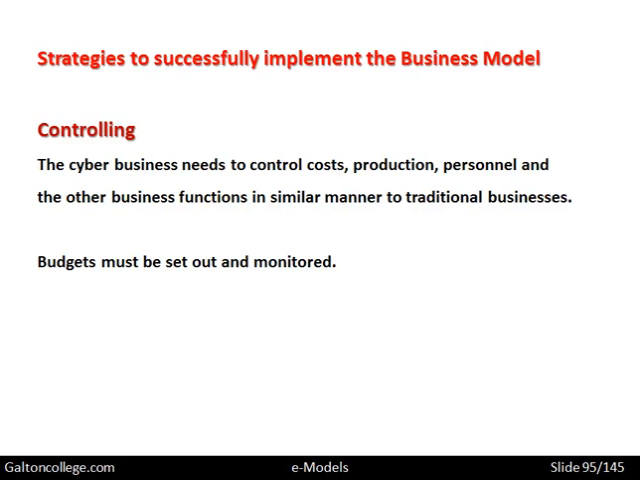Budgets must be set out and monitored. It's essential, even though it's an online business, the same techniques as applied in traditional business must be used. There must be budgetary control.